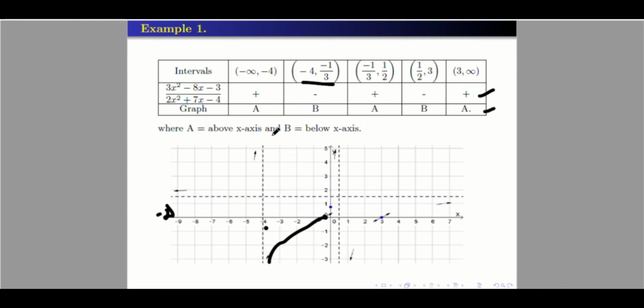It should be to the left because the interval is from -4 to -1/3. Okay, the interval is here, -4 to -1/3. So it should be from this point to the left, from the point of intersection, from the x-intercept, to the left. Okay, next is -1/3 to 1/2. So -1/3 to 1/2, it should be above.